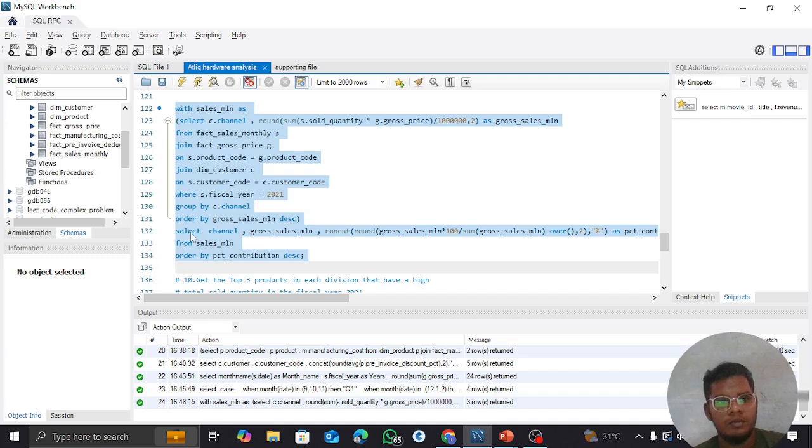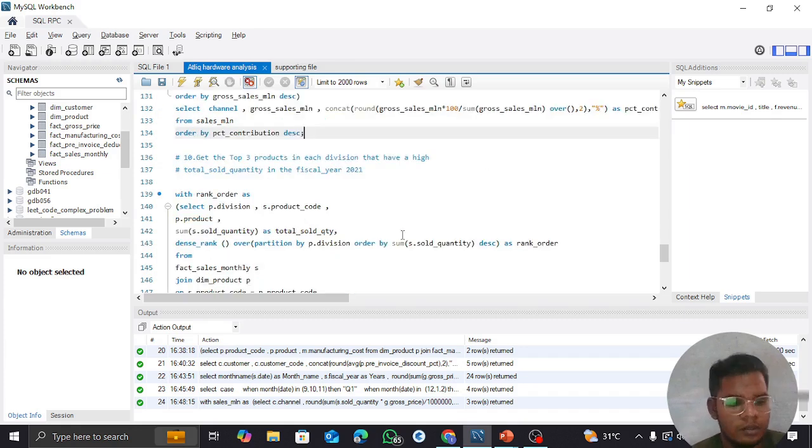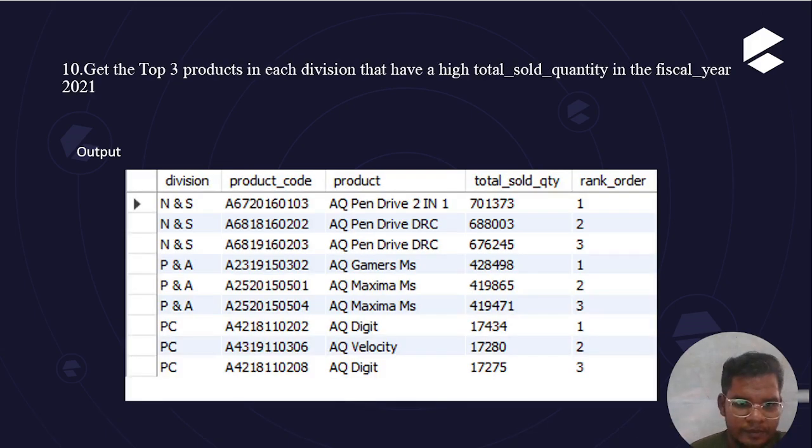Lastly we use the percentage contribution. Here we just calculate the sales in millions, and then here we use the percentage. From that we derive this, using joins and group by. Let's get into the final query.